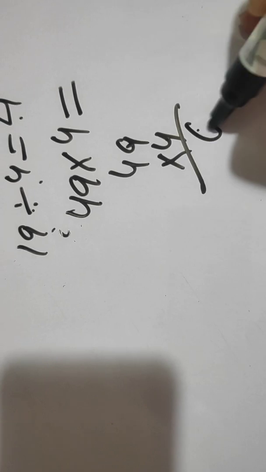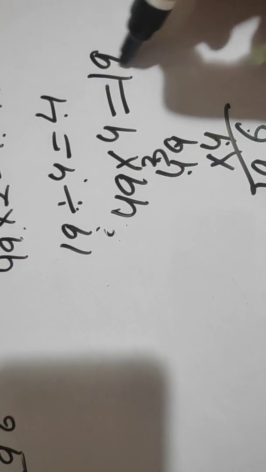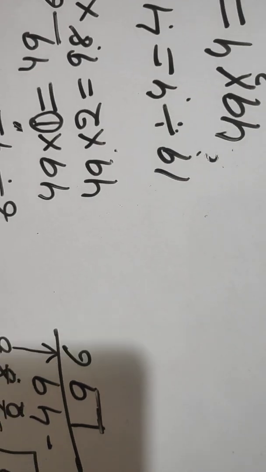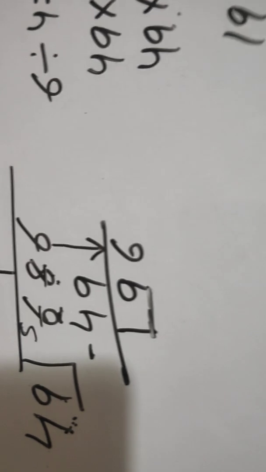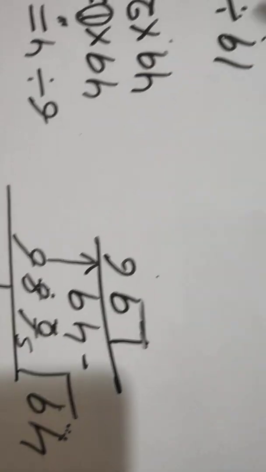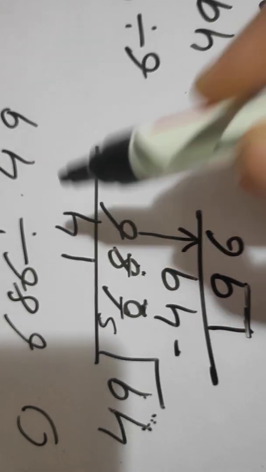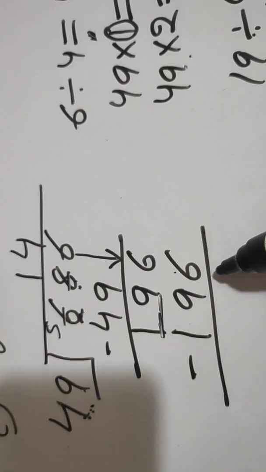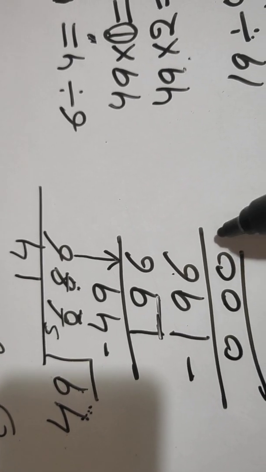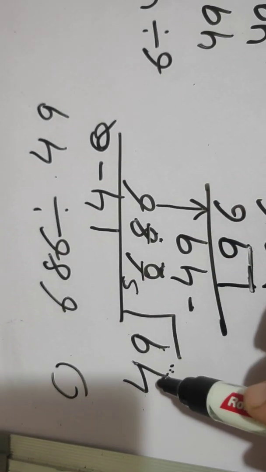4 9s are 36, 3 here, 4 4s are 16 and 3 is 19. 196. Yes, here the number is also 196. So it means it is correct. The table goes on 4. So this 4 is your quotient. You will write it at the top, and under this you will write 196 and then subtract it. Remainder is 0. Quotient is 14.